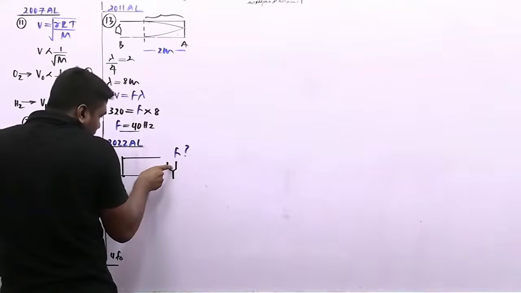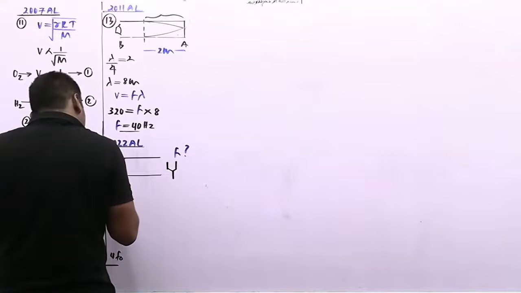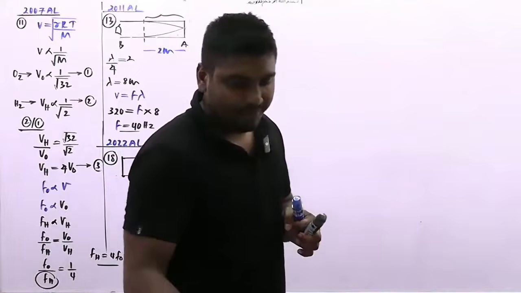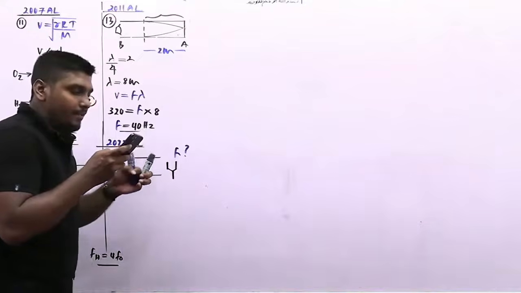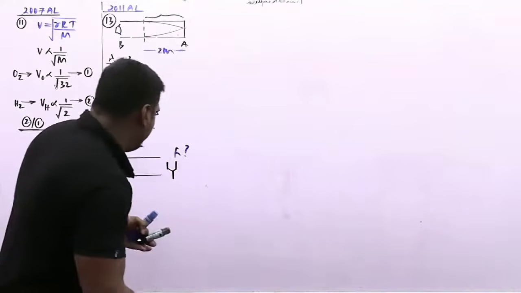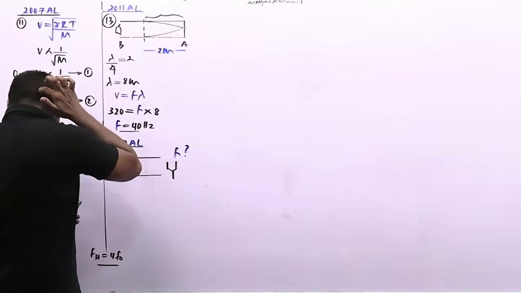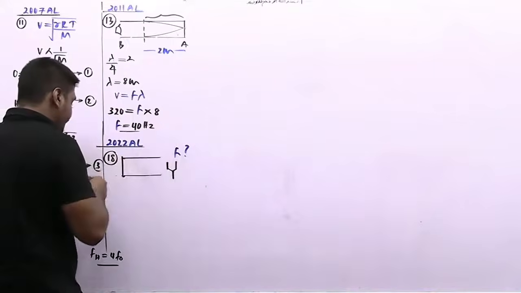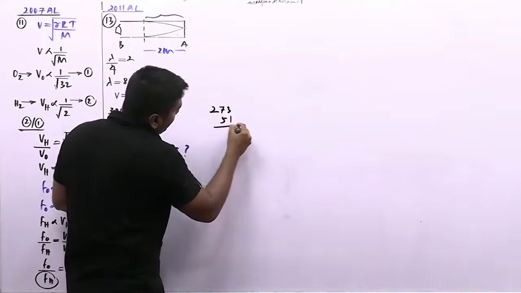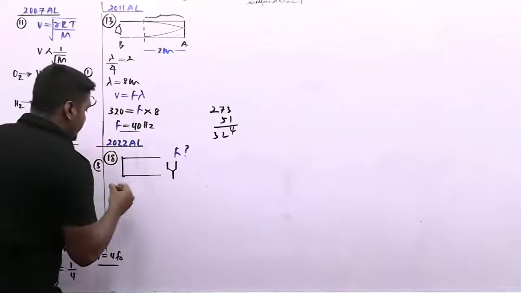When you vibrate this tuning fork together with the air column inside the one-end closed tube, the beat frequency heard is 4 hertz. At the moment, the temperature of the air column is exactly 51 degrees Celsius. Converting 51 degrees Celsius into Kelvin, 273 plus 51 is 324 Kelvin.